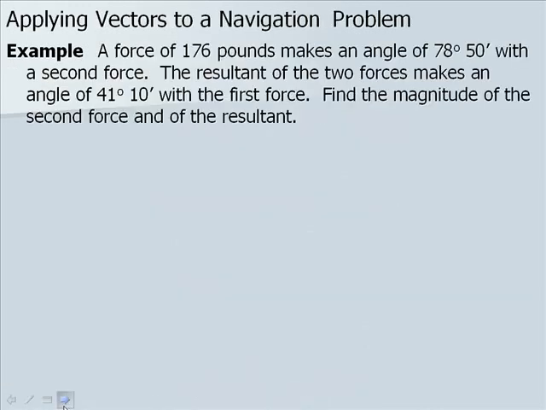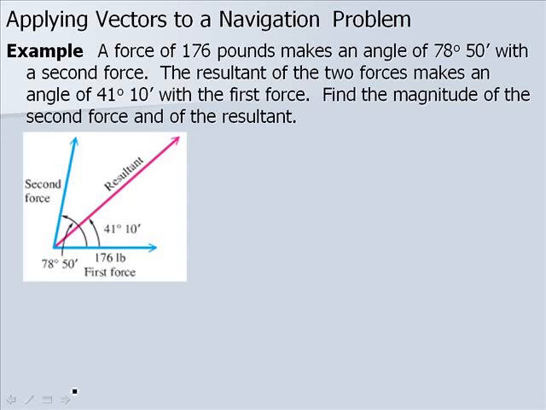Now let's do an application problem. A force of 176 pounds makes an angle of 78 degrees 50 minutes with a second force, as we see here. The resultant of the two forces makes an angle of 41 degrees 10 minutes with the first force. We want to find the magnitude of the second force and of the resultant. So we'll make our parallelogram here.